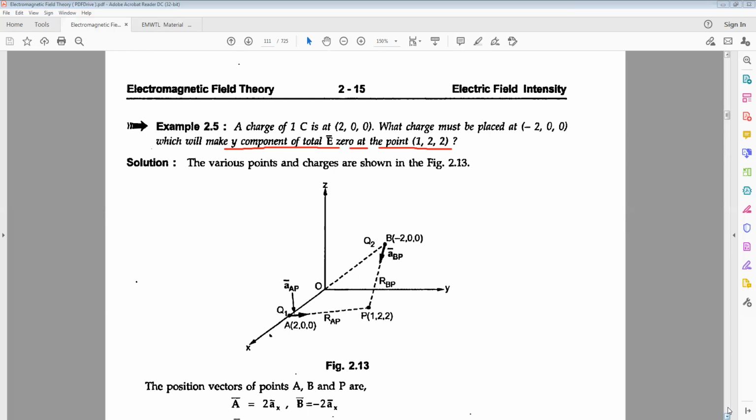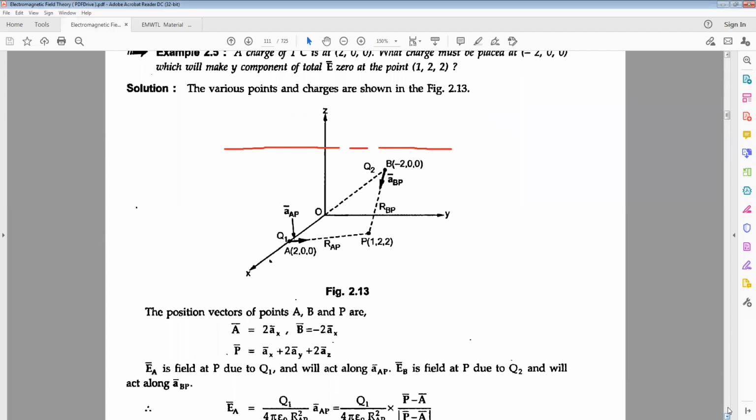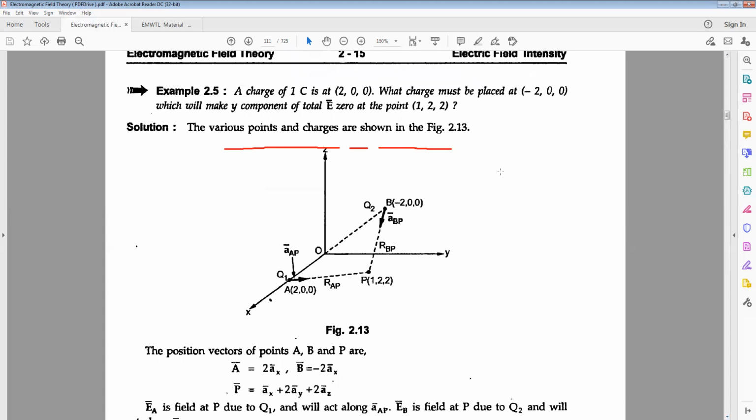So in these 5 examples, in the first 2 examples we find the force exerted on the given charges: given Q1, you can find the force exerted on Q2 due to Q1. In the second example, you can find the total force exerted on Q due to the 4 charges. And in the remaining examples, you can find the electric field intensity in the different cases. Okay, my dear students.